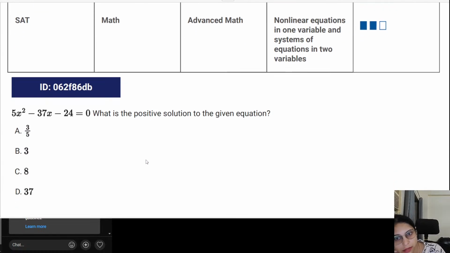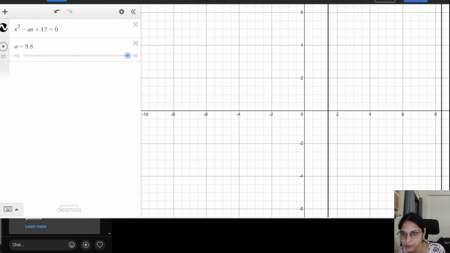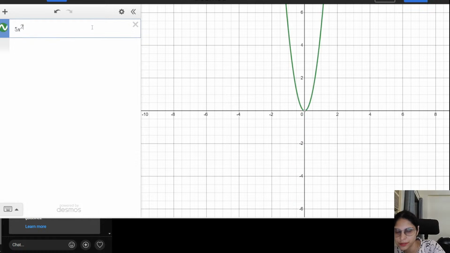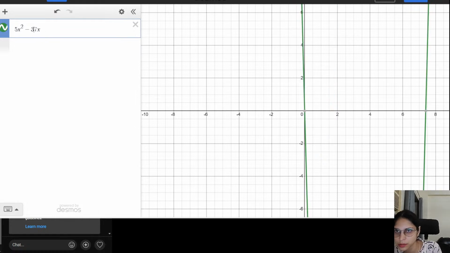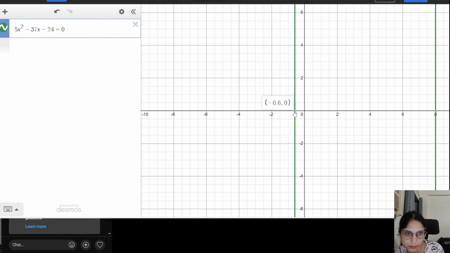42. 5x squared minus 37x minus 24 equals 0. What is a positive solution to the given equation? Just put in Desmos, you'll get the answer. 5x squared minus 37x minus 24. Positive, so positive is 8.